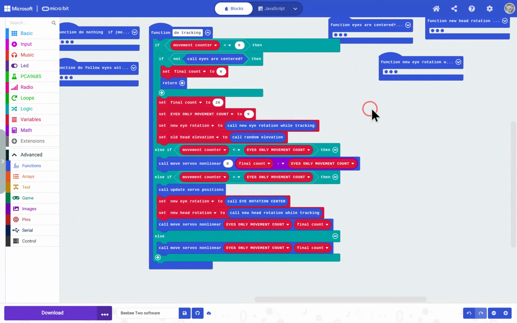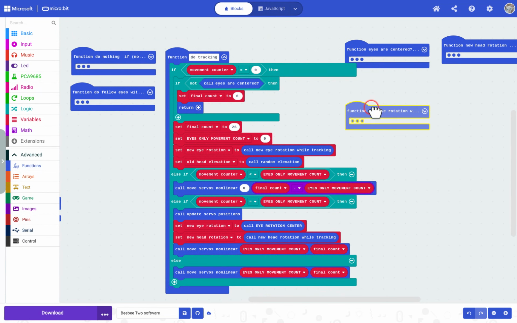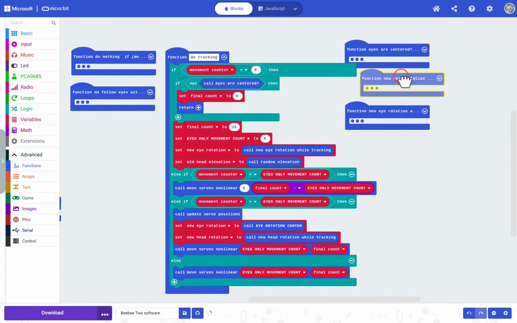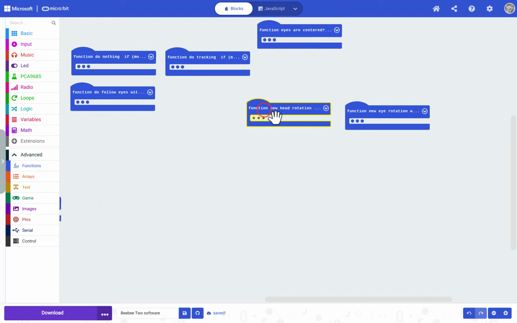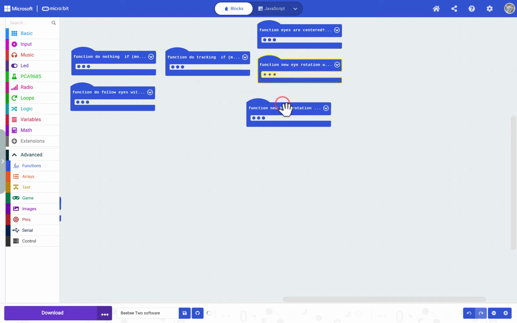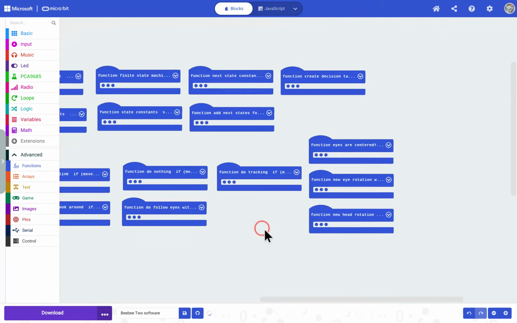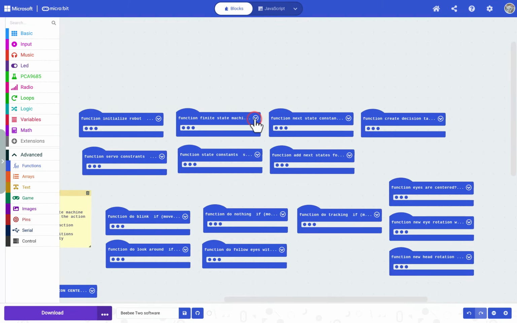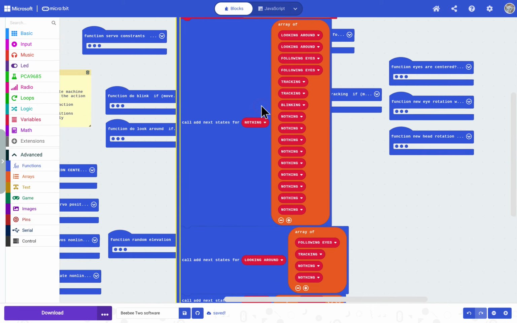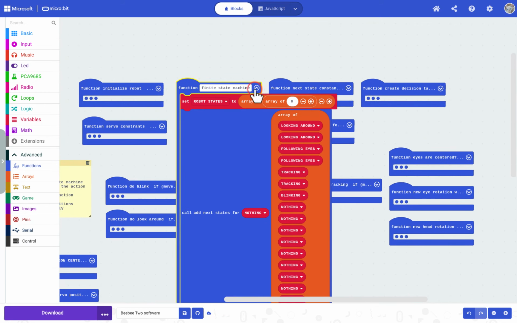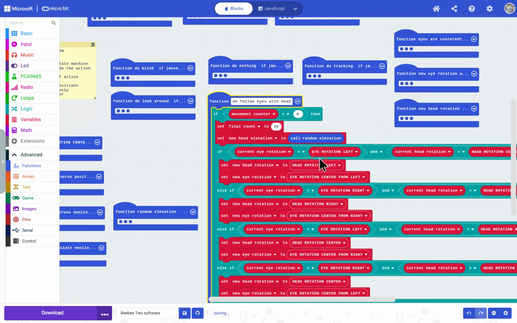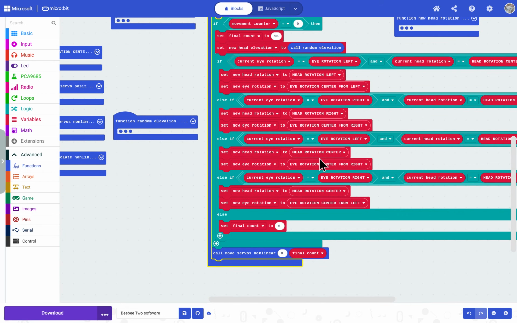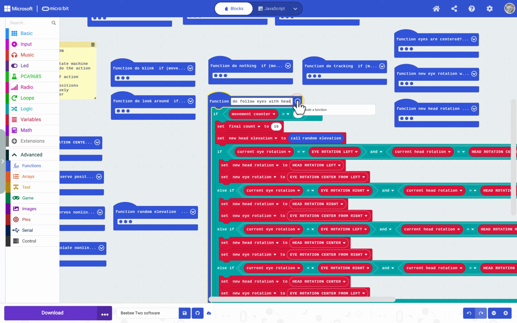Anything else we need to do in here? Eye rotation, then head rotation. So I'm going to group these together over here with that. We already looked through this and we did some changes that are good. I like the way it's working now. Made a change in here, as good as we could do it for now.